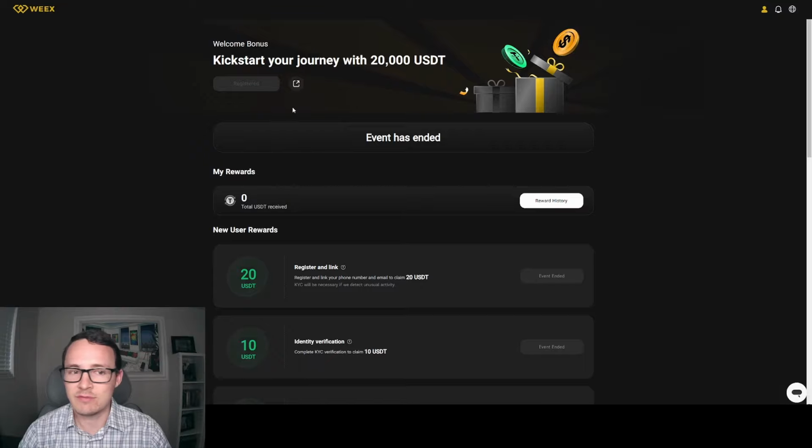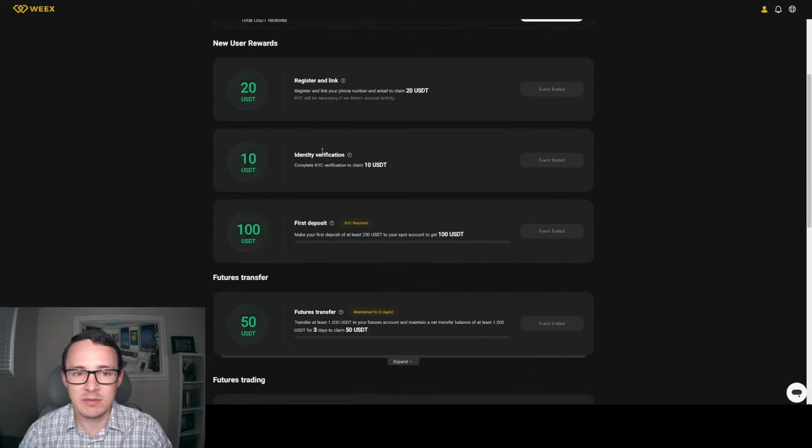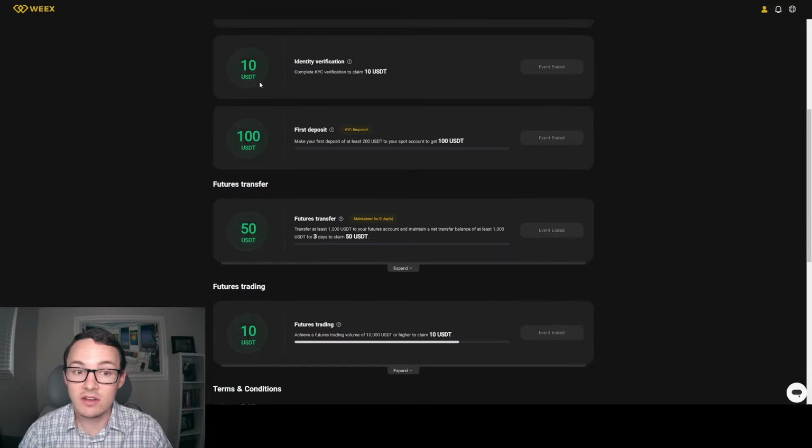Obviously, I've signed up a long time ago, and so this is something that I haven't really been able to take too much advantage of. But what we can see is there's the register and link, identity verification. You can see there's 100 USDT as a reward for depositing at least 200 USDT onto your spot account. So really nice initial reward that's very attainable in my opinion.